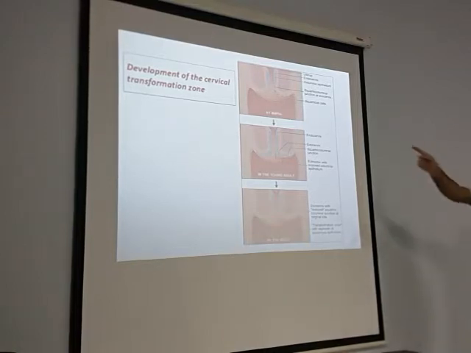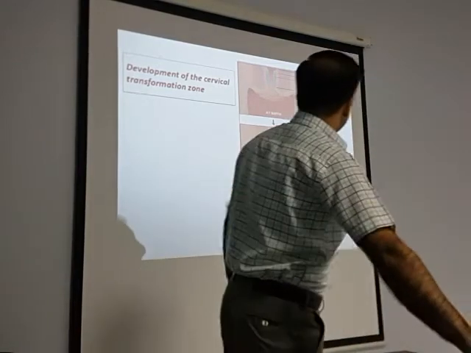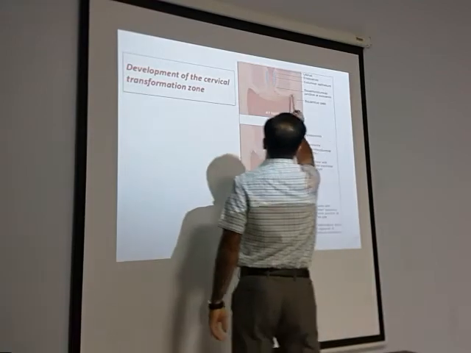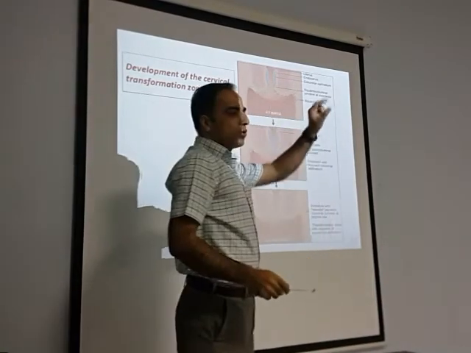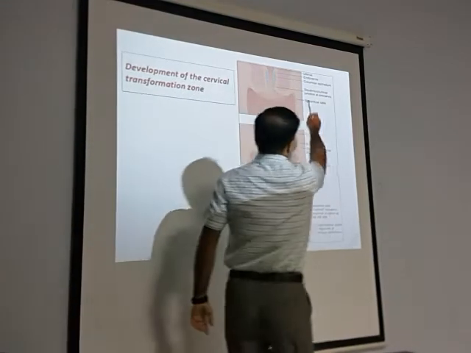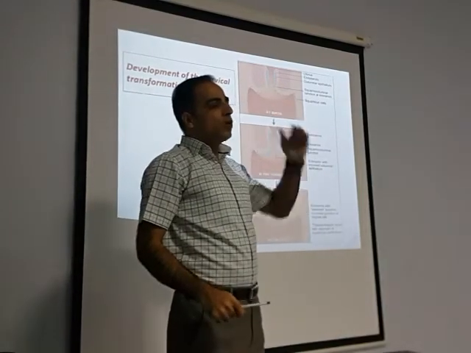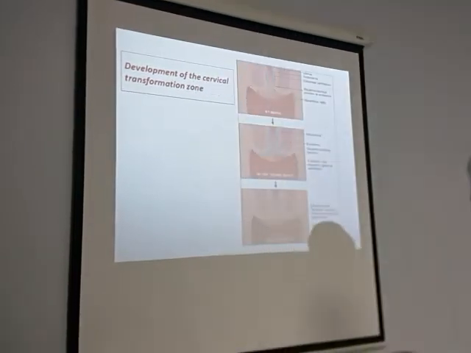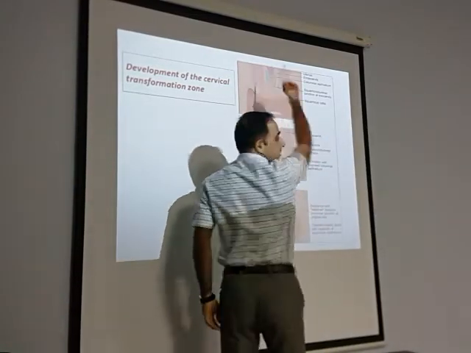So at birth, this is the condition. Can you see? Just have a look. At birth, this is the squamous lining, this one, and this is the junction between the squamous and the columnar lining, okay? And this is the columnar epithelium. So at birth, the squamo-columnar junction is inside. You got it? Squamo-columnar junction is inside.